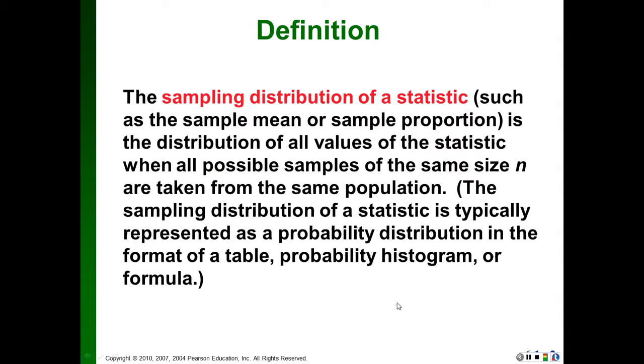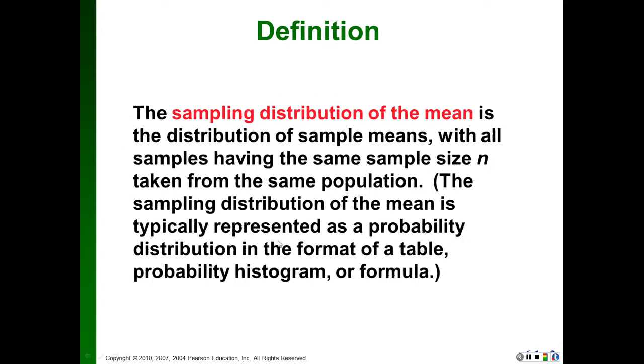First of all, you need to know what a sampling distribution is. Basically, a sampling distribution is when you take samples of a certain population. You take sample after sample after sample, and you make a probability distribution with those samples.